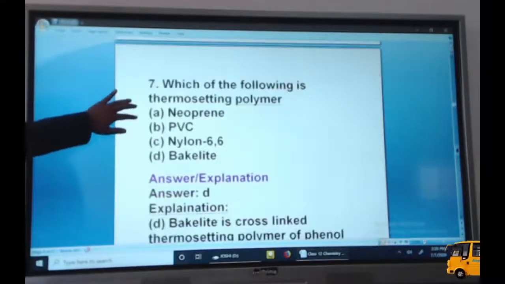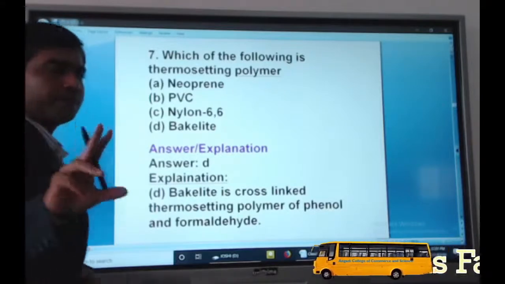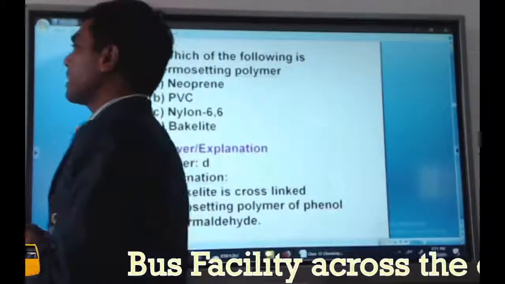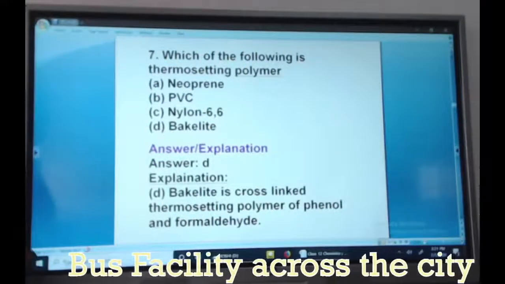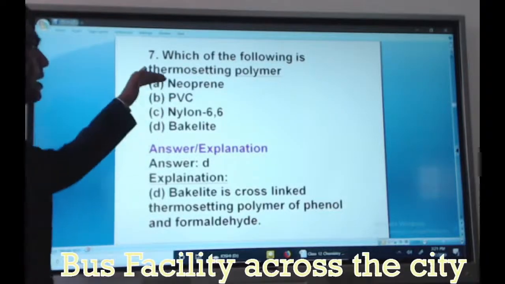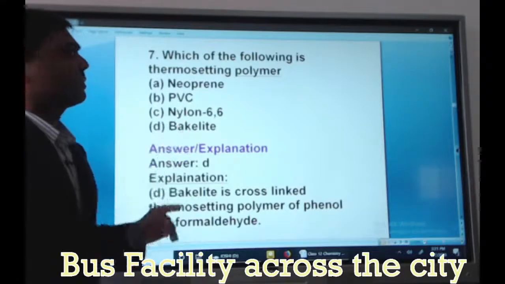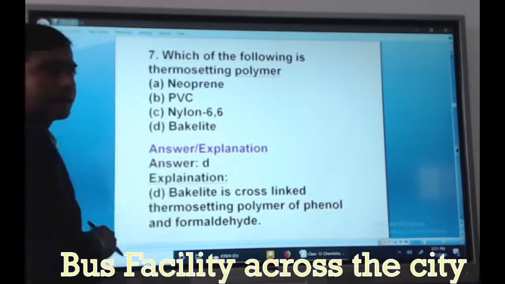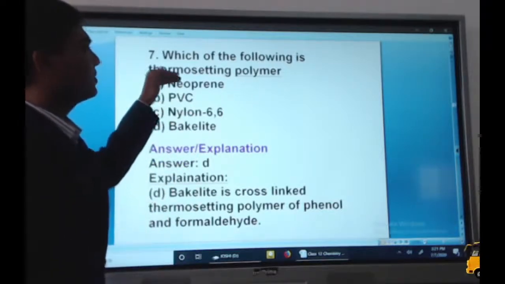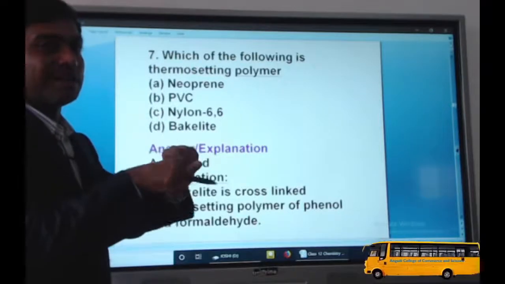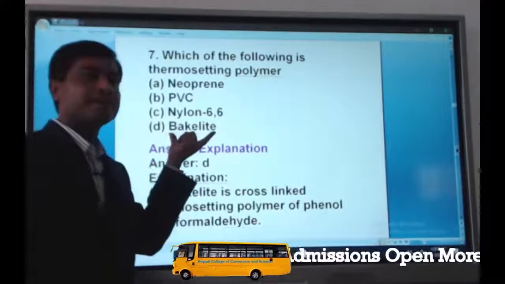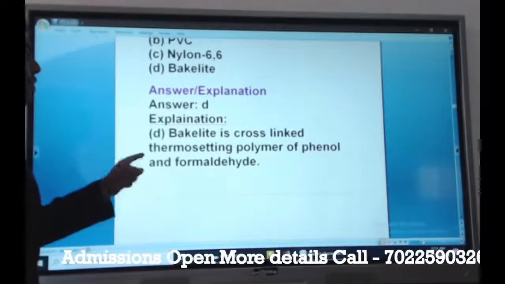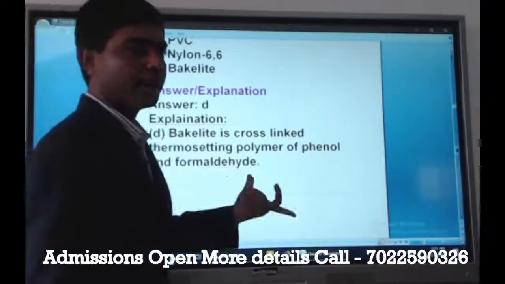Which of the following is a thermosetting polymer? You know the two definitions: one is thermoplastic, another is thermosetting plastic. Thermoplastic means it can be softened, and thermosetting means it cannot be remolded. He has given 4 options: neoprene, PVC, nylon 66, bakelite. We know that nylon 66, PVC and neoprene can be changed easily. Their shape can be molded. But bakelite is the one which we have to melt at a high temperature. Therefore, the answer is D. Bakelite is a cross-linked thermosetting polymer of phenol and formaldehyde.